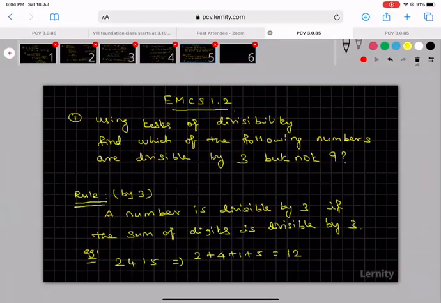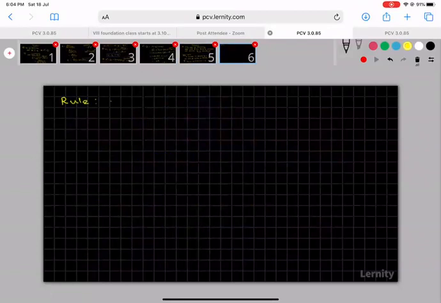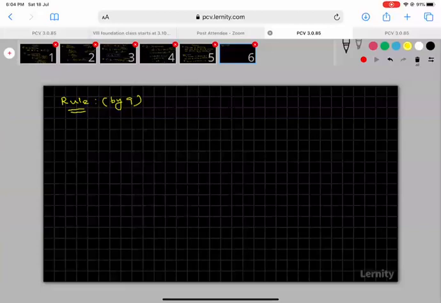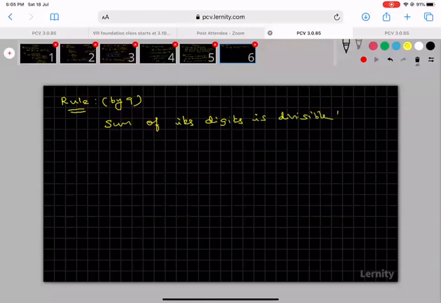So, next, they are mentioning the rule for numbers divisible by 3 but not divisible by 9, which means we want to know the rule for 9. What is the rule for divisibility by 9, sir? Sum of its digits. Anyone, please give the answer. If the sum of the digits of a natural number is divisible by 9, then the number is divisible by 9. Or simply we can say, if the sum of its digits is divisible by 9, the number is divisible by 9.